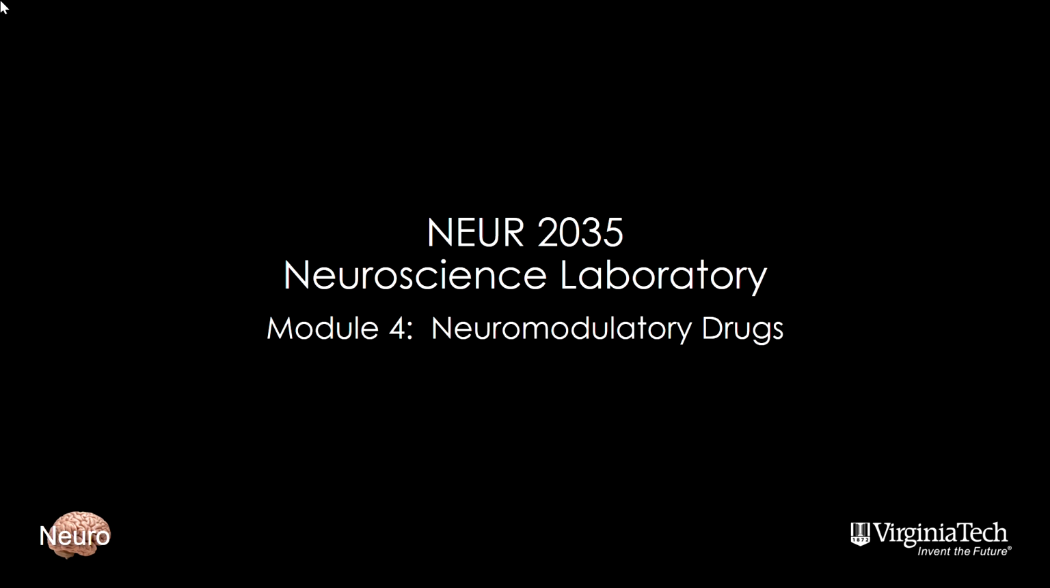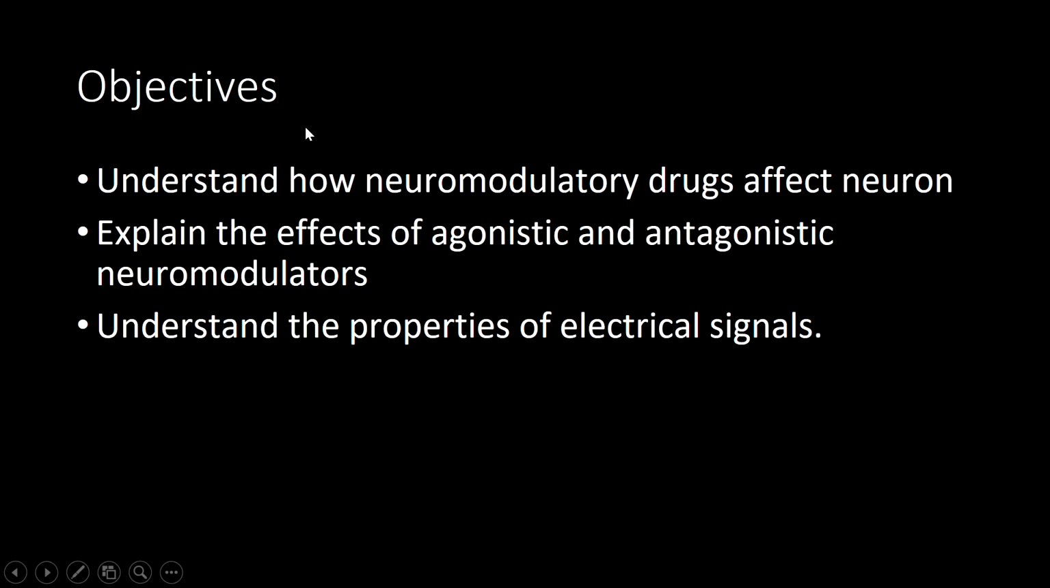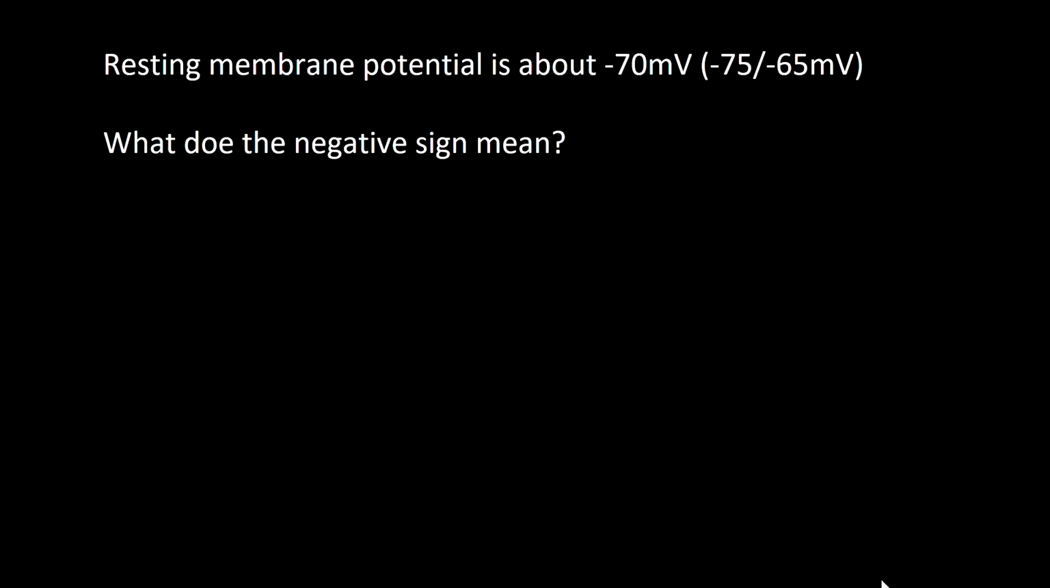In this module, we're going to talk about neuromodulator drugs, and we're going to use crickets to test the effect of different drugs. And these are the objectives. Particularly, we're going to learn some effects from neuromodulator drugs. And then we're going to use our PowerLab, which is a very fancy machine, to record electrical signals from neurons so we can learn the properties of these electrical signals.